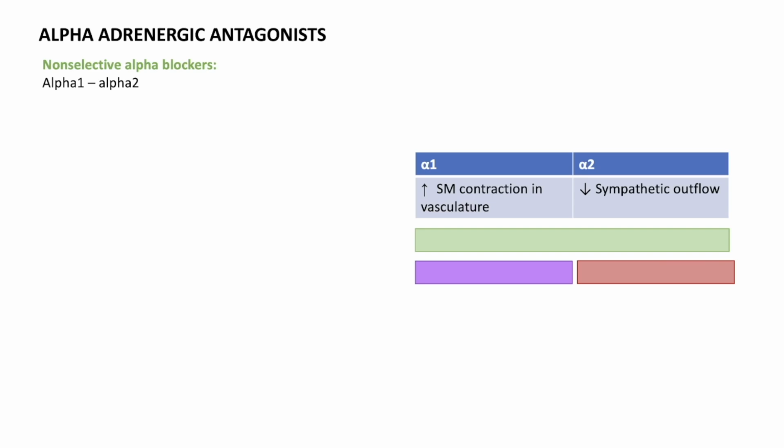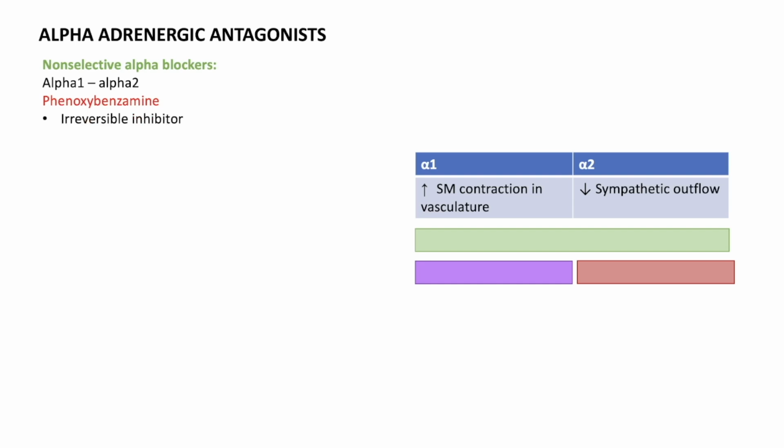So basically alpha 2 controls the sympathetic activity. In other words, alpha 1 activation will lead to an increase in blood pressure, whereas activation of alpha 2 will lead to a decrease in blood pressure. Coming to the non-selective alpha blockers, which block both alpha 1 as well as alpha 2 equally, we have a drug called phenoxybenzamine, which is an irreversible alpha blocker.